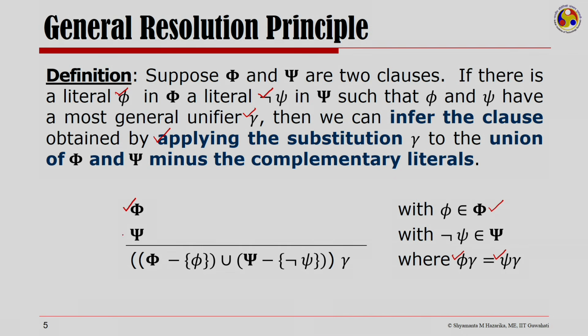and if I have a clause psi which has a literal not psi in it, such that if I operate with a unifier, I have this equivalence of the given literals, then the resolution is defined as the union of phi and psi minus the complementary literals.